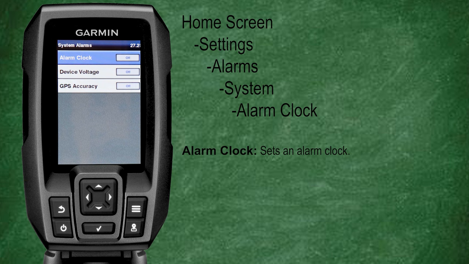Now for me, I have all these alarms turned off. Because I'm using my kayak and I fish a lot of shallow water, the shallow water alarm is just going to be a nuisance for me. I'm also not worried about the deep water or water temperature alarms because I can see all that information in real time on my sonar screen.